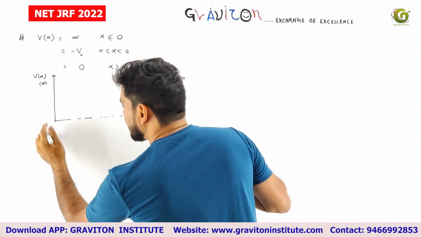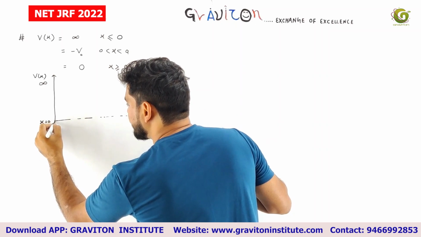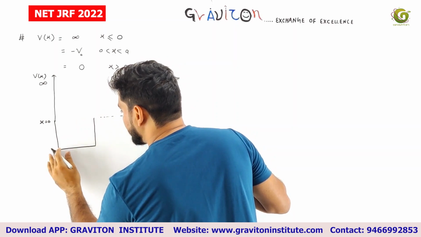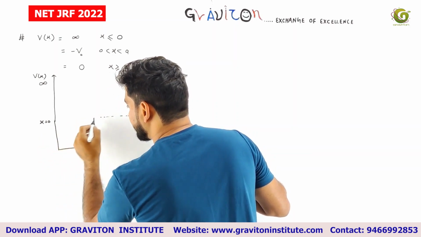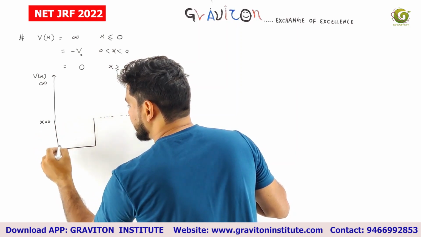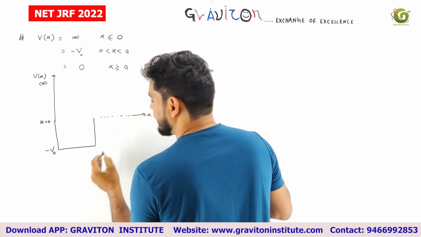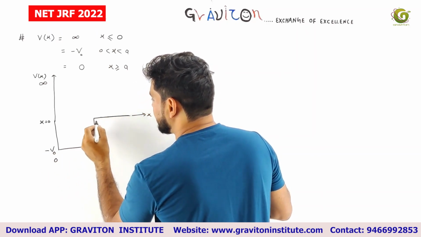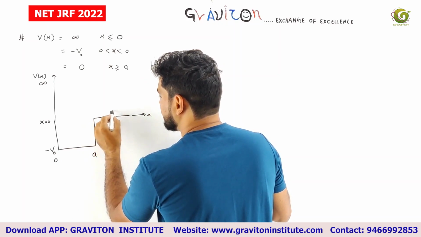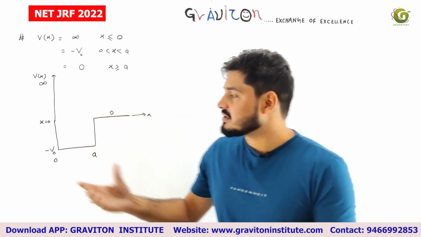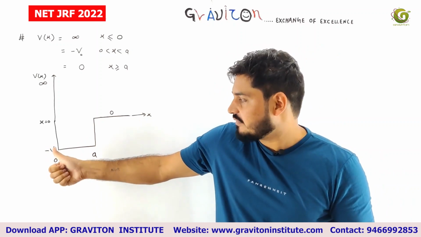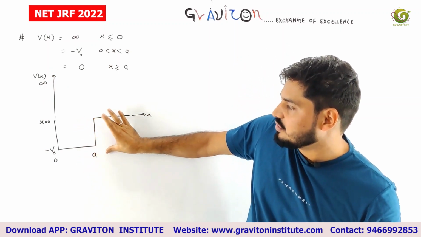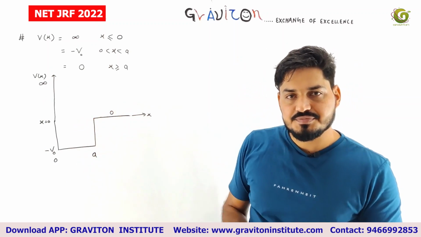Let's suppose this is x equals 0. In this region, I can define the potential like this. Here you can define minus V naught, from 0 to a, and greater than a, in this region, the potential is again 0. So we have this kind of semi-infinite potential. At x equals 0 it is infinite, and at x equals a, it has some finite value, minus V naught, right?